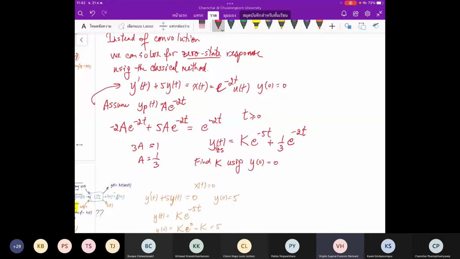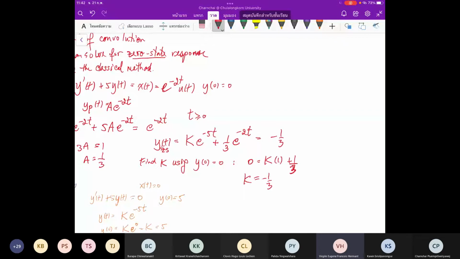We find k using y(0) equal to 0. So we have 0 equals k times 1 plus 1/3, so k is negative 1/3. So we can have negative 1/3 e to the negative 5t plus 1/3 e to the negative 2t, and that's our zero state response.